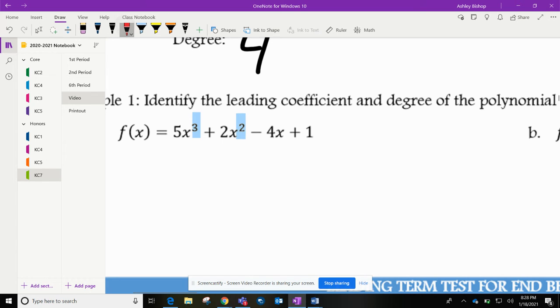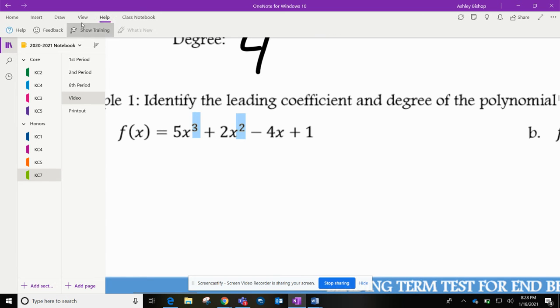Again, if there is a variable, which is a letter, but no exponent, there's just a secret 1 there. And then this 1 that stands alone, it has no letter attached to it, so it has no exponent. So it's technically an exponent of 0. So this is in the correct order. It does go in order from biggest to smallest exponent.